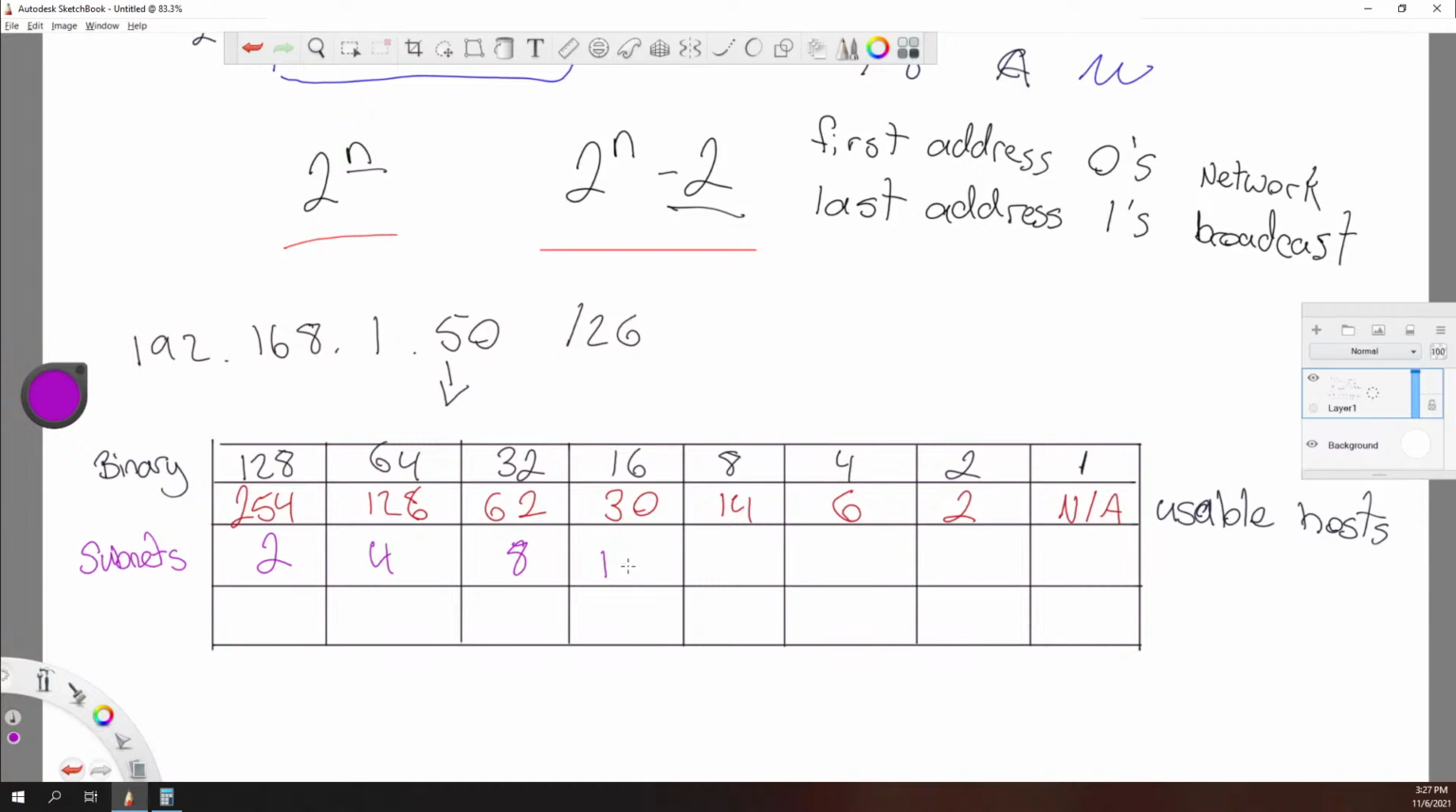8, 16, 32, 64, and then you might continue. You might want to continue, but really we can't continue, right? Because we've already discussed that when this is a class C.